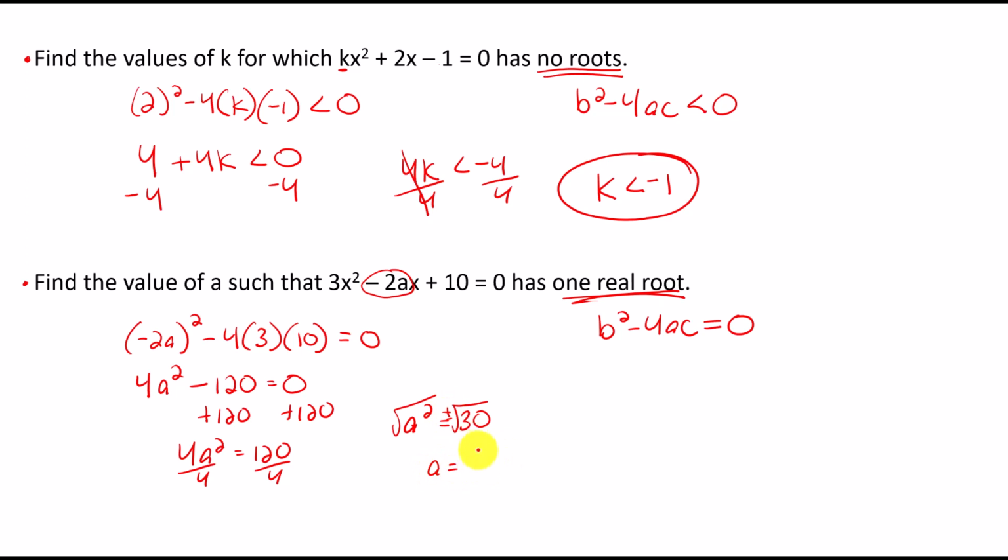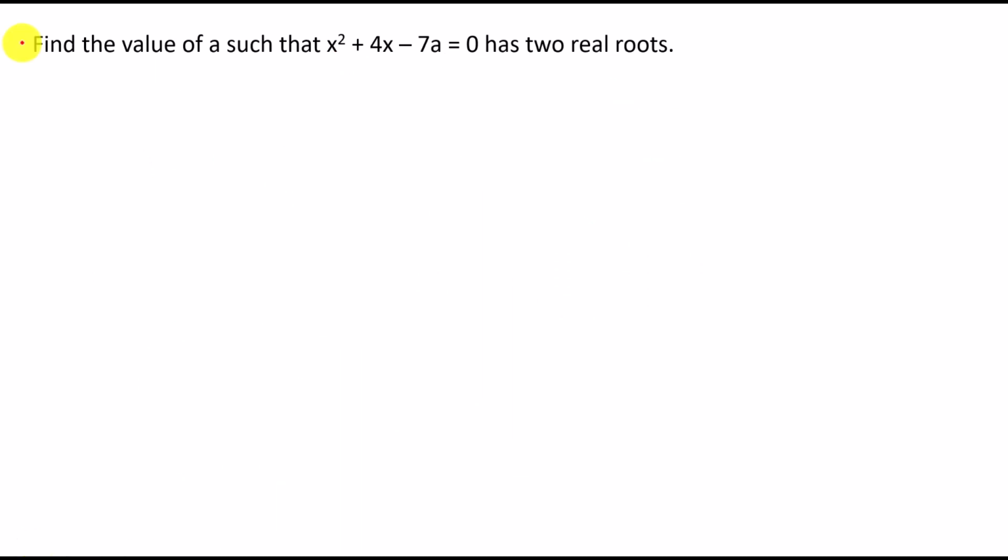I'm just going to leave it in exact form this time. So a can be plus or minus the square root of 30. I could do this in my calculator and get a decimal, and that would be okay. But I'm just going to leave it in exact form. So it can either be positive square root of 30 or negative square root of 30. But those are the only values that a can be, so that this has one real root. Okay, again, I want you to go ahead and try this problem.